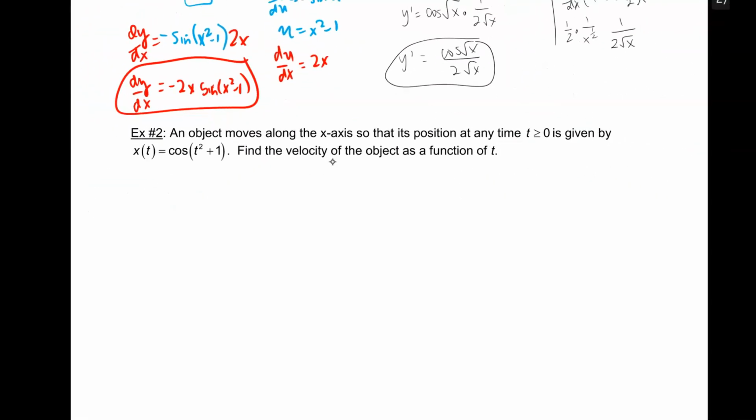All right, an object moves along the x-axis, so its position at any time t greater than or equal to 0 is given by x of t equals cosine of t squared plus 1. Find the velocity of the object as a function of t.